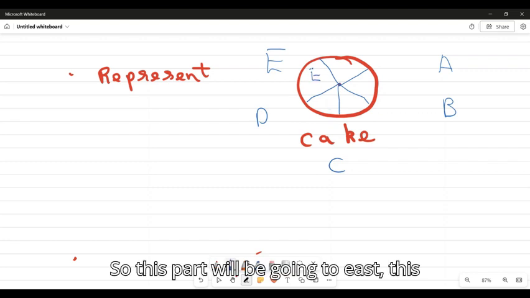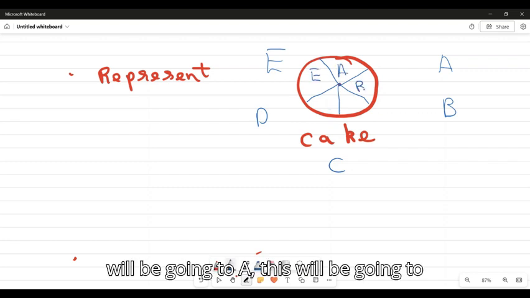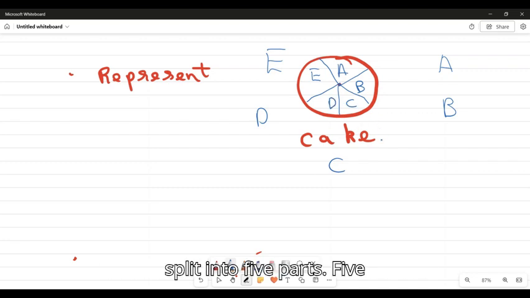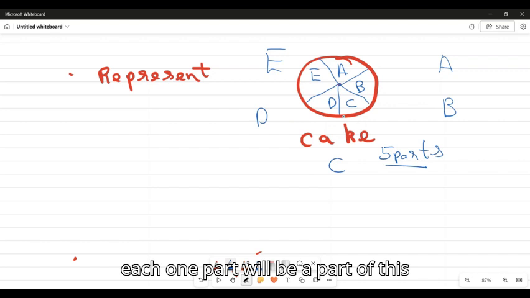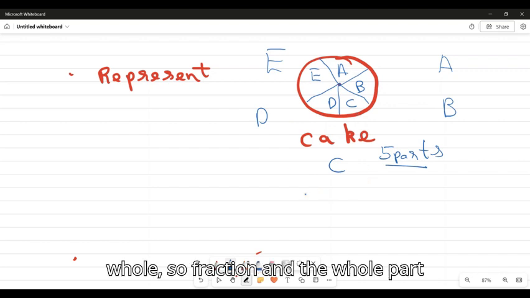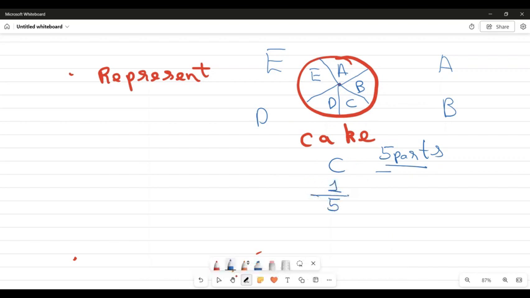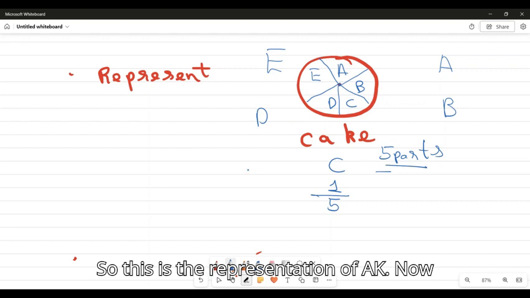So this part will be going to E, this will be going to A, this will be going to B, C, and D. This is a cake and it has been split into five parts. Each one part will be a part of this whole. So the fraction and the whole part, that's five. Each part can be represented as 1 by 5 of it. So this is the representation of a cake.